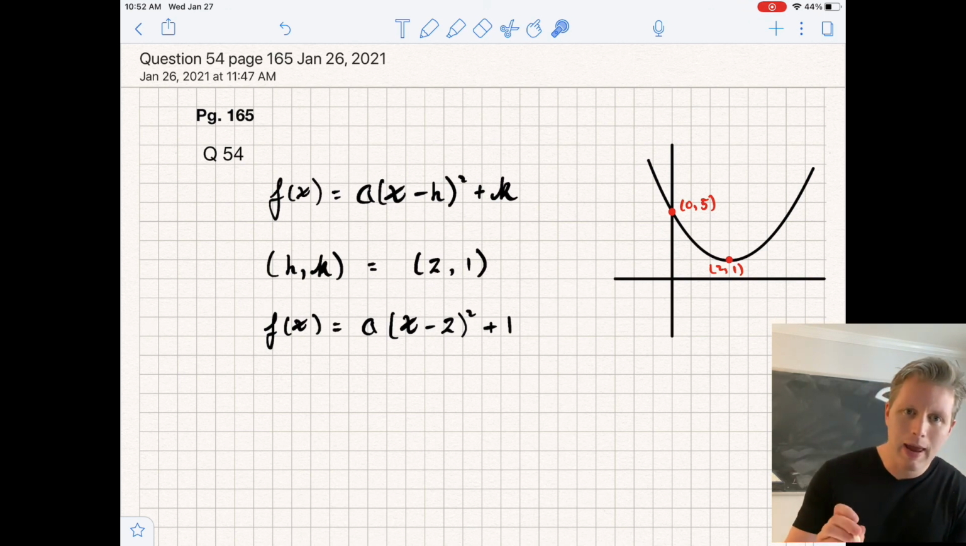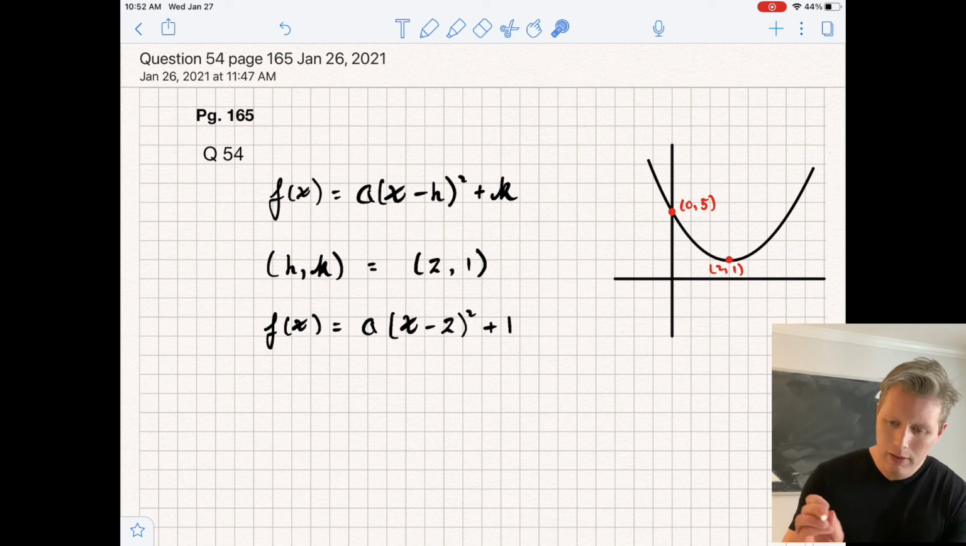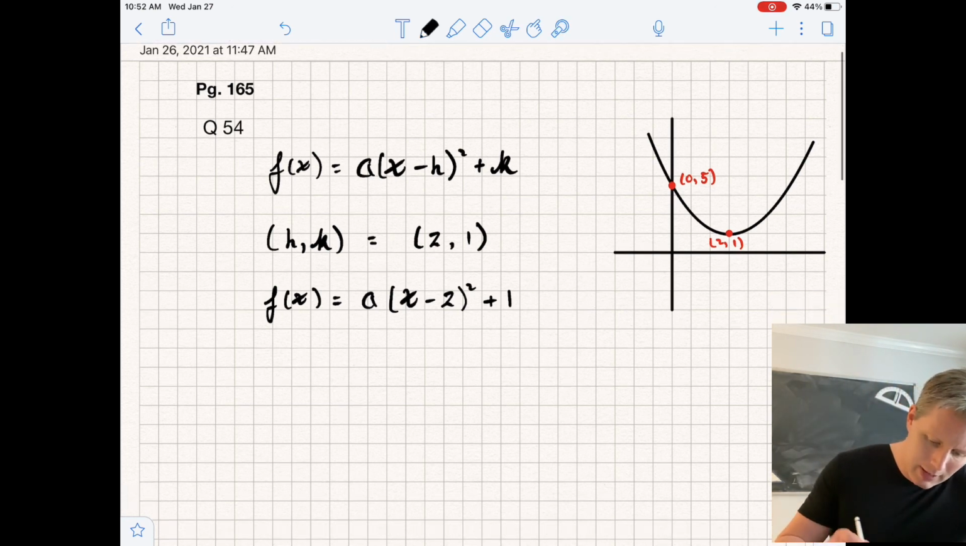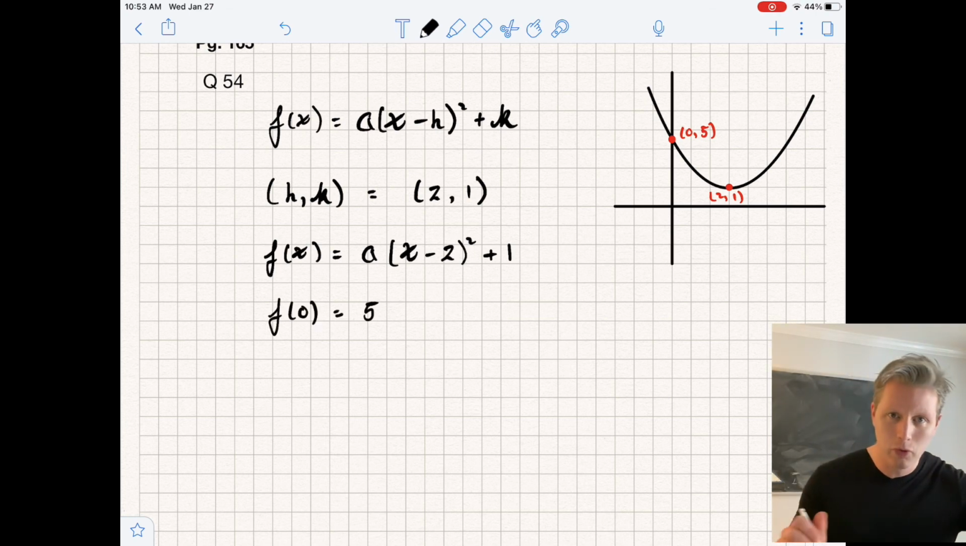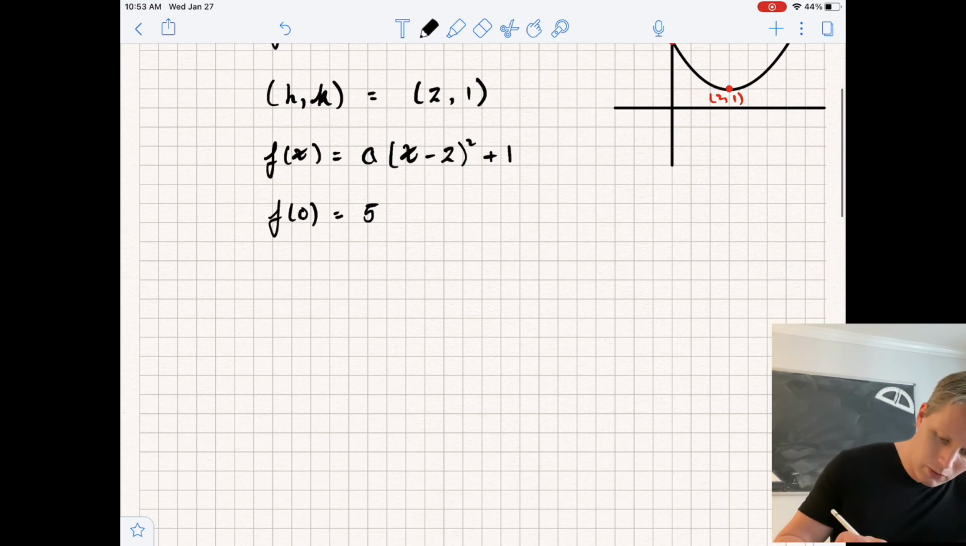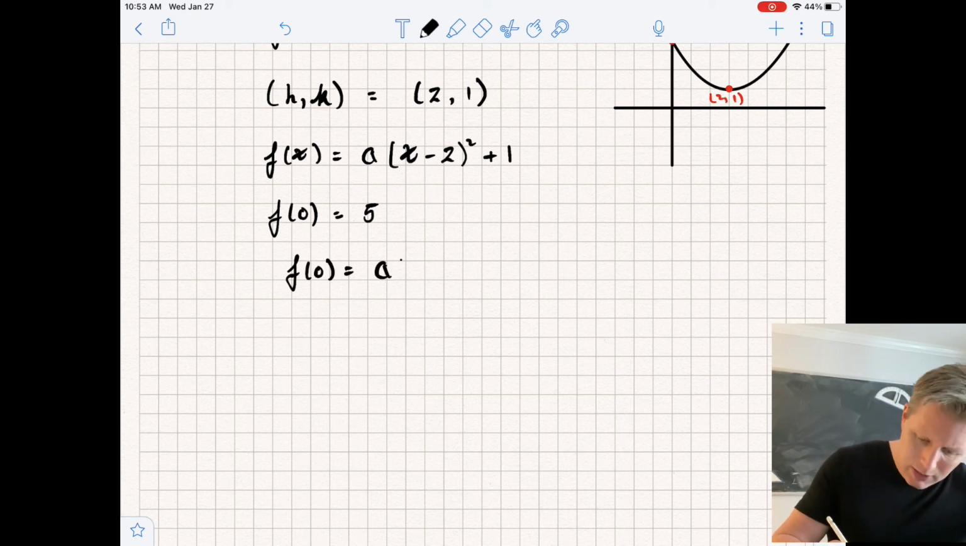That is to say that when x is 0, the function's value is 5, right? It happens to be the y-intercept, but what I really know is that f of 0 is equal to 5. And I can use that information to form an equation and solve for a. So that is to say, f of 0 is, filling in, a times 0 minus 2, all squared, plus 1. And now we know that that is equal to 5.